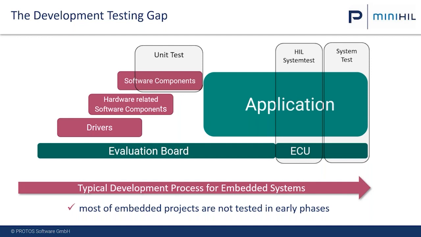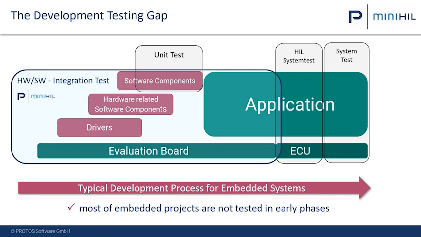Later in the process, a lot of companies do HIL tests or a system test. The problem with the big HIL test or even the system test is they are usually very late in the process. They're very expensive, so they are only repeated every couple of months or weeks, something like that. So a fast response you don't get there.